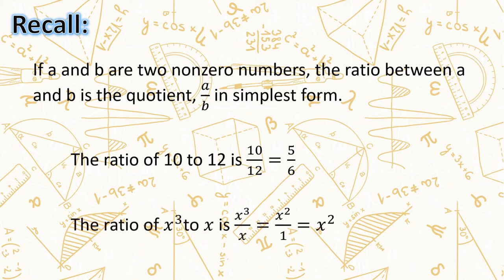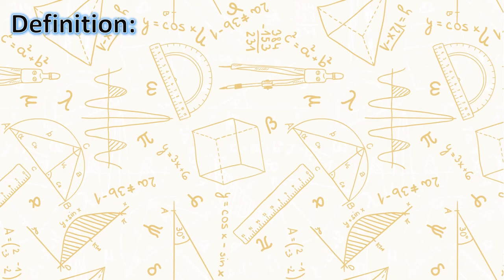Also, the ratio of x cubed to x is written as x cubed over x and simplified as x squared over 1, or x squared. Let us proceed to some definitions.